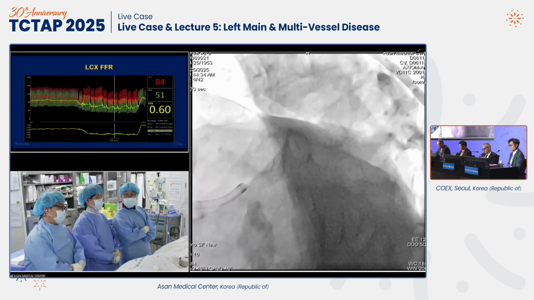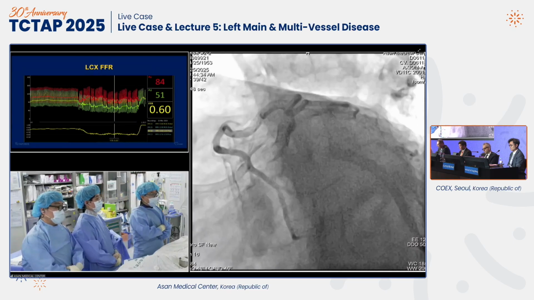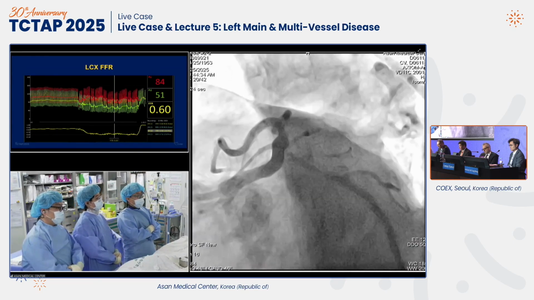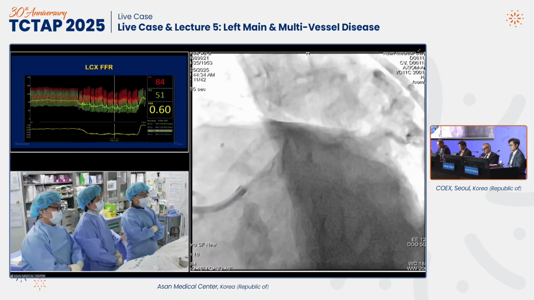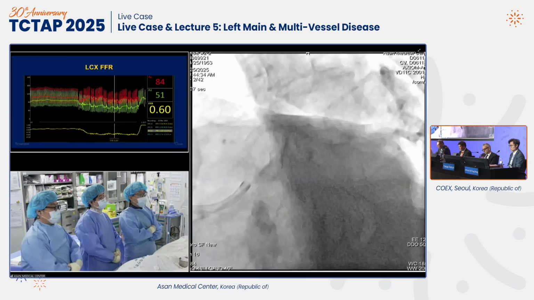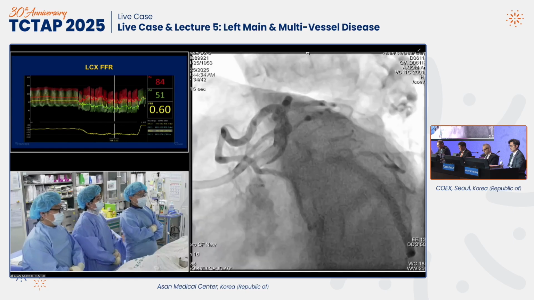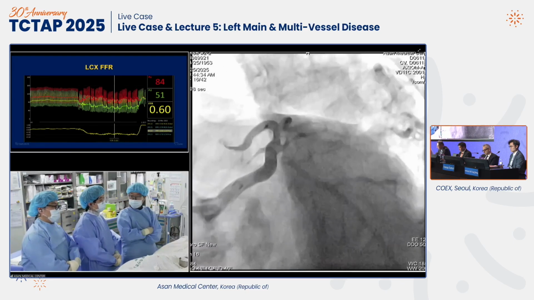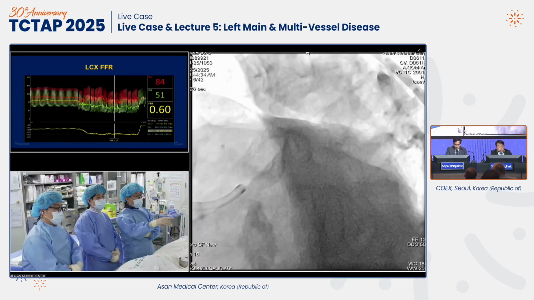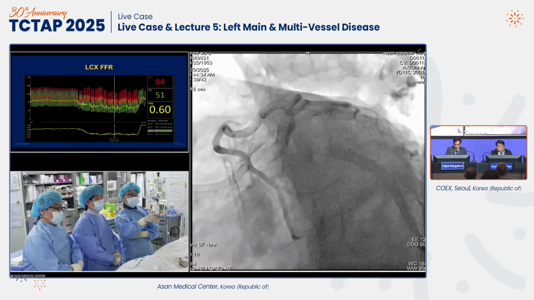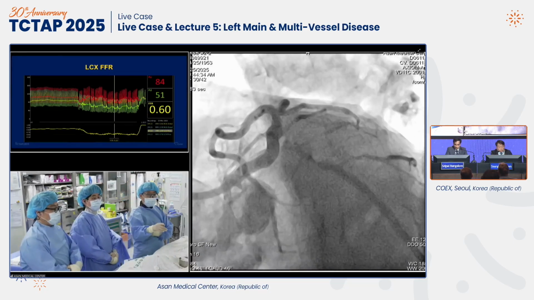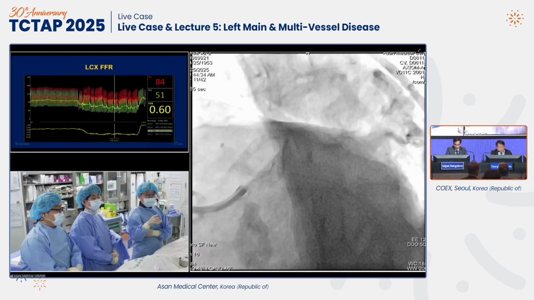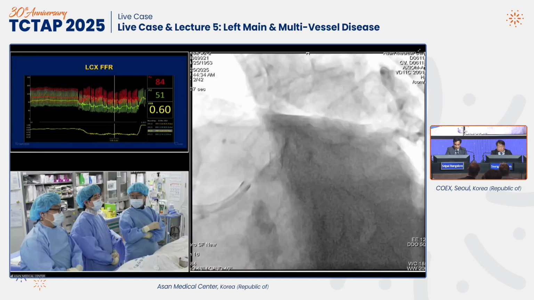There was an unstable angina presentation, and we checked the coronary angiogram again. During the 6 months period, there was a rapid progression of the circumflex ostium. We already checked FFR at the time of coronary angiography, and the FFR value was 0.60, as shown in the figure. That was absolutely hemodynamically significant. That would be the culprit lesion for the patient's symptom.